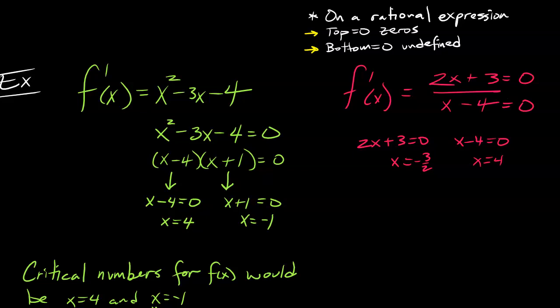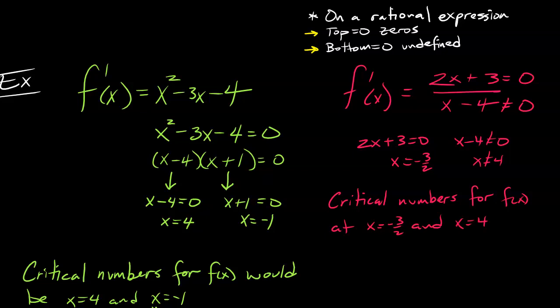Although technically, if we wanted to use correct notation, we would probably say x can't equal 4. So when x is negative 3 halves and when x is 4, it's a critical number, but it's not a number you can use. So now, if you guys remember, this is the derivative. So at negative 3 halves, the slope is 0. At 4, slope is undefined, which can look like a sharp point. Also could be straight up and down. It basically just means that there is no slope at 4.